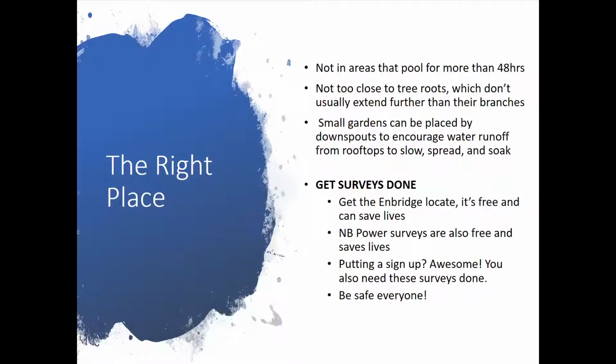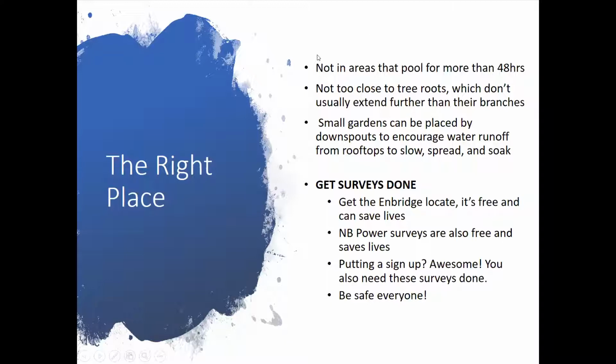So these are just a few rules of thumb. Again, try not to put GI in areas that pool for more than 48 hours, unless you have a bigger project budget and can use more gray infrastructure to reinforce and give it what it needs to survive and be efficient. Don't plant too close to tree roots, which are already doing a great job at stormwater management. The roots of trees usually don't extend further than their branches, so it's just something to keep in mind.